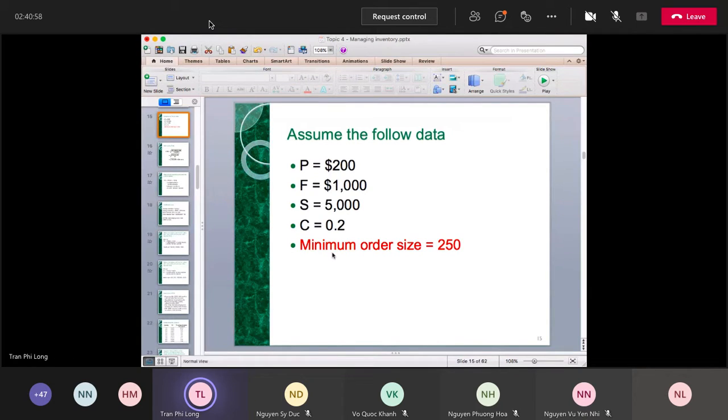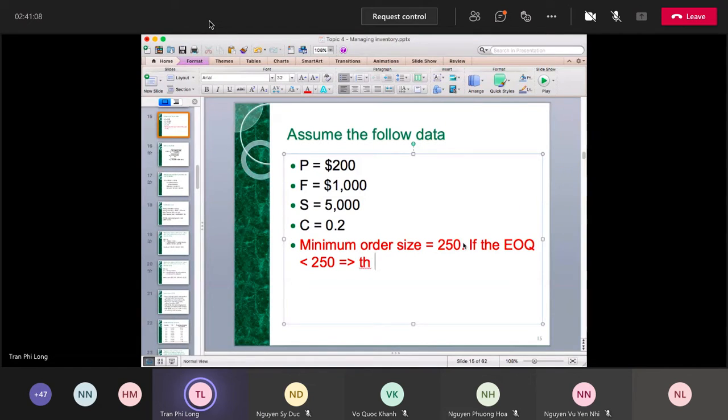Do you understand? Okay, let's see. So if the EOQ is smaller than 250, the optimal level for the ordering will be 250, something like this. Okay, I got it. Thank you.